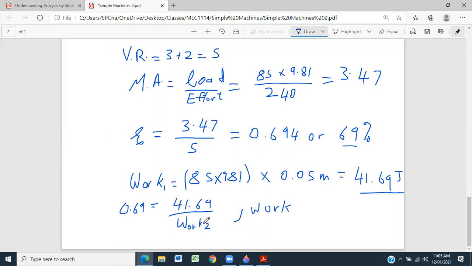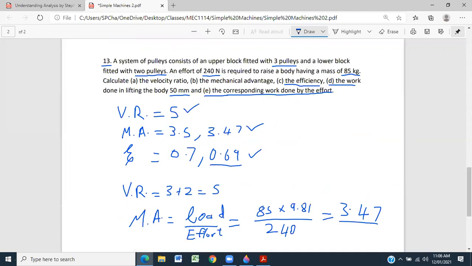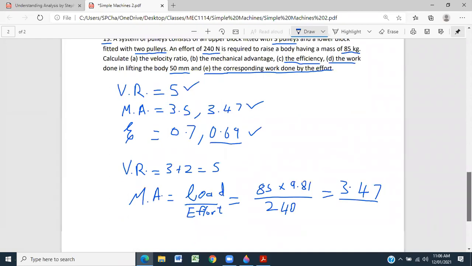Let's plug that into our calculators. It is equal to 60.42 joules. So this is it. These are all your answers. I'll neaten this up and put it into the handout so you guys can access it easily.